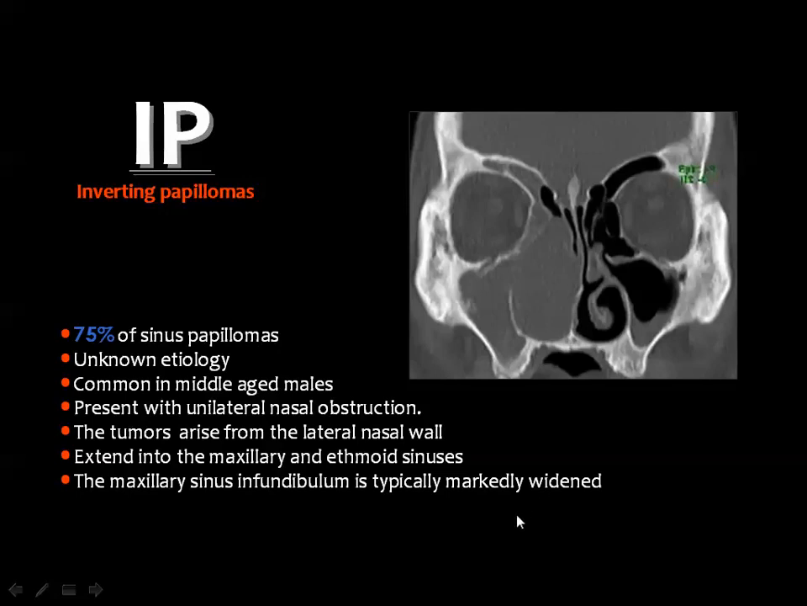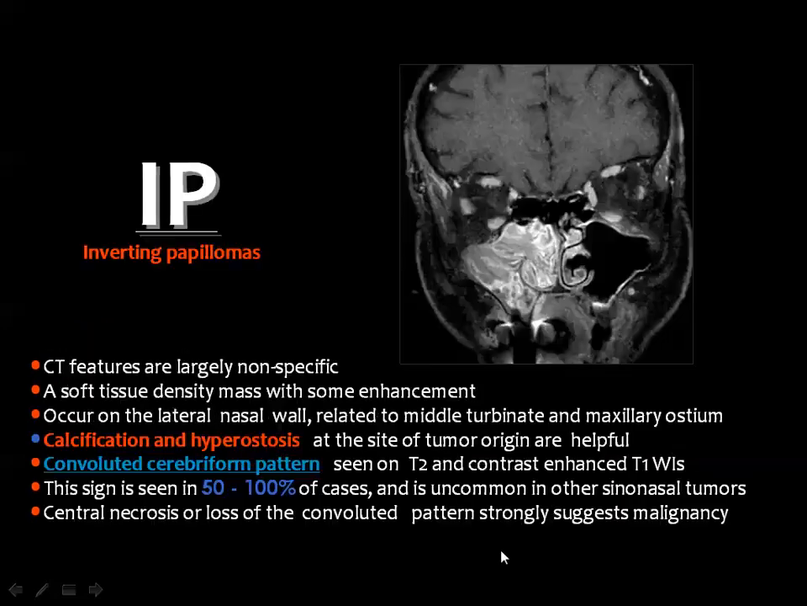And this is very important to differentiate this lesion from the more common antrochoanal polyp, where the sinus is expanded, not the nasal fossa, and the ethmoidal air cells are usually clear. One of the important landmarks for inverted papilloma is what's known as the convoluted cerebriform pattern, where if you look at this lesion in the T2-weighted image, you can see what looks like cerebral tissue. And this is one of the diagnostic landmarks of inverted papilloma.